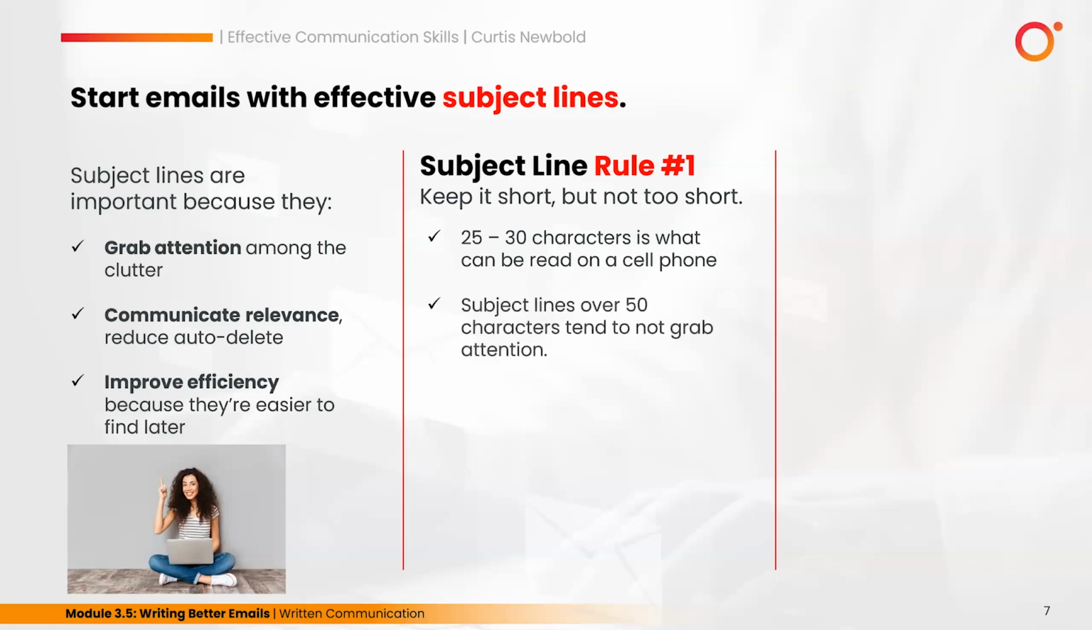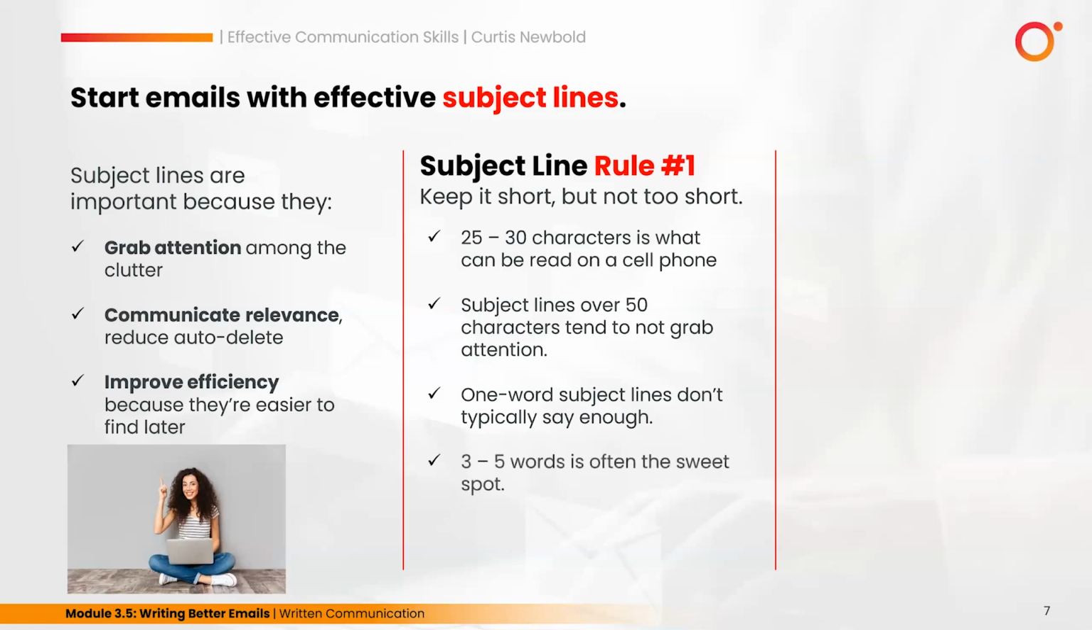Subject lines over 50 characters tend to not grab attention. There's some other interesting research that suggests if you create a subject line that's too long, it tends to turn people away from their email, and they're slightly less likely to open it, even if it's important. One-word subject lines don't typically say enough. So again, you don't want to be too long, but you also don't want to be too short. If it's just a one-word subject line, it doesn't help us to know what's in the email. So 3 to 5 words is often the sweet spot.